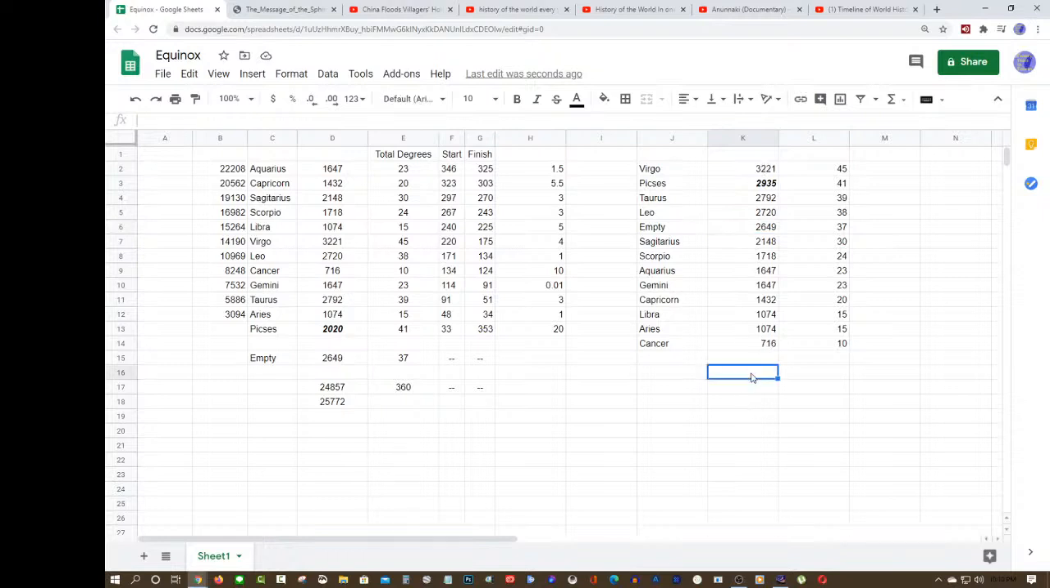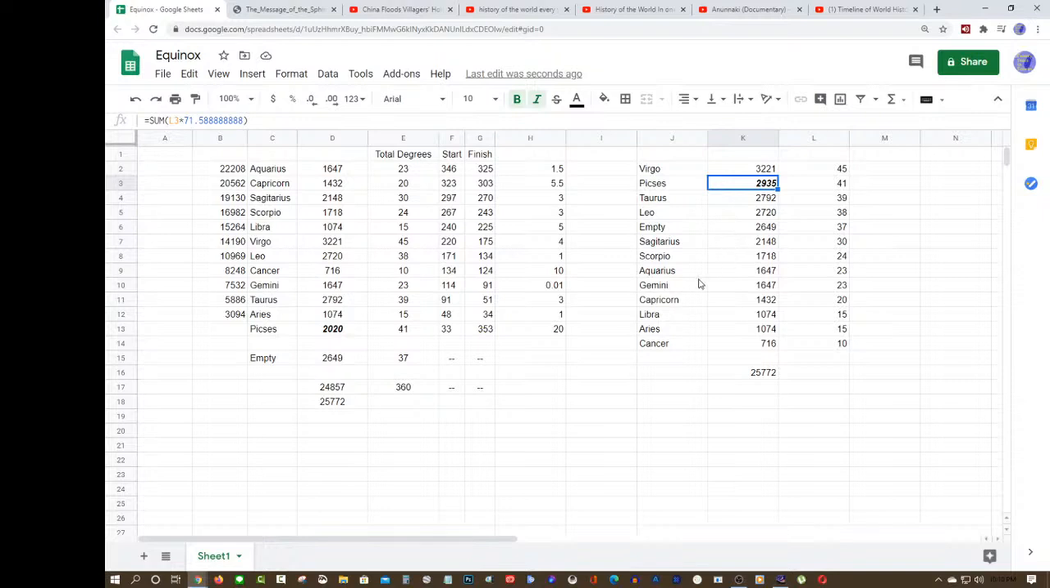We can take this and we can get a total, and you'll see that my sum is actually right on the money at 25,772. And I don't know how I did that. I got really lucky. I guess I just did it right the first time. I took it slow. It took me a while to figure out the Stellarium. So this number here, if I change it to 220, then the total changes to 24,857. So this total is for 220, but the total number of Pisces, again, is 2,935 years.